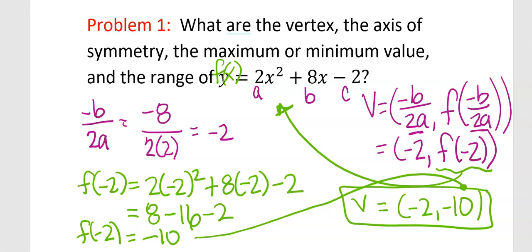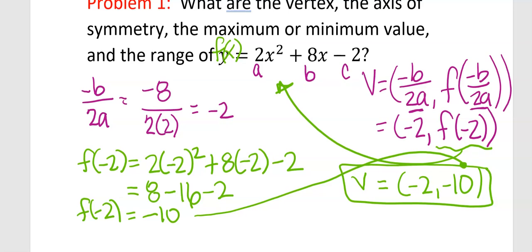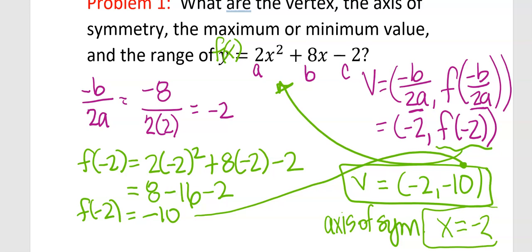So we have our vertex, negative 2, negative 10. So if we graphed it, we'd go left 2, down 10. This would be one that kind of went in that third quadrant area, but we don't have to graph it this time. Now, how do we know what the axis of symmetry is again? It's x equals what? I can tell just by looking at the vertex what it is. x equals negative 2. Whatever the x part is, that's what it is.